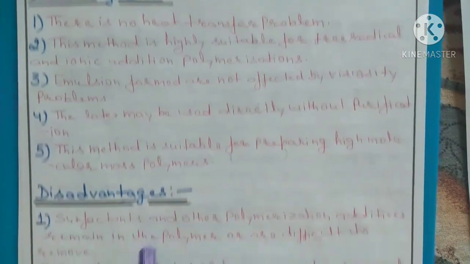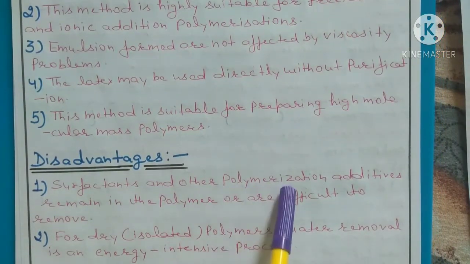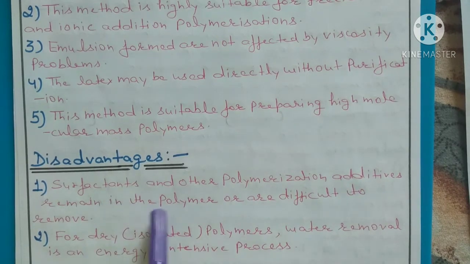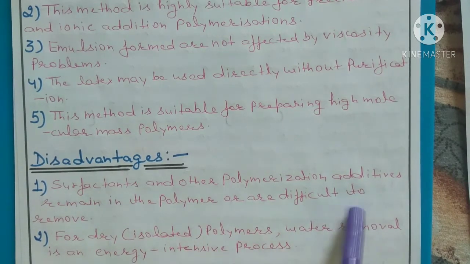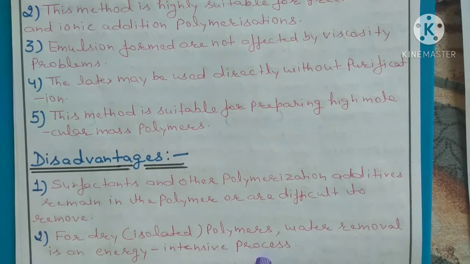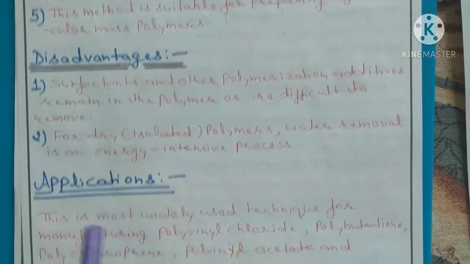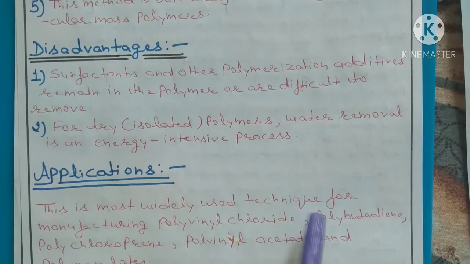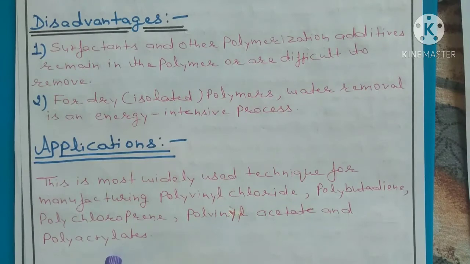Now, disadvantages: surfactants and other polymerization additives remain in the polymer or are difficult to remove. For dry, that is isolated polymers, water removal is an energy intensive process, as water removal is difficult in emulsion polymerization. Application: this is the most widely used technique for manufacturing polyvinyl chloride, polybutadiene, polychloroprene, polyvinyl acetate and polyacrylates.